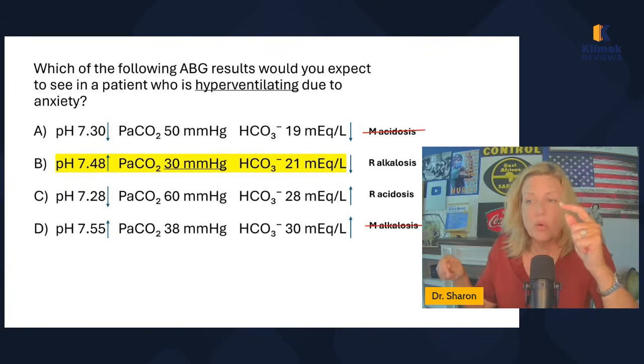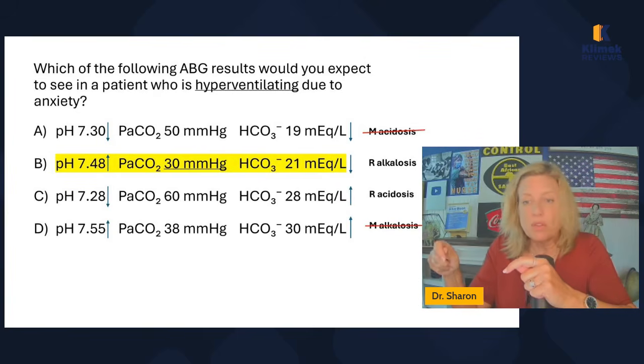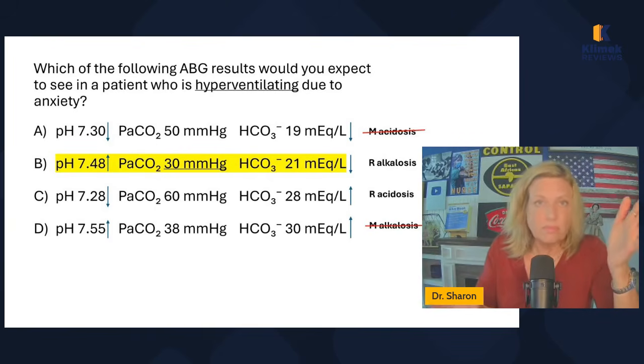And I'd go, okay, they're hyperventilating, so blowing off CO2. So I go B, the low CO2. So I'm picking B. And it makes sense to me. I would have to work through it like that.